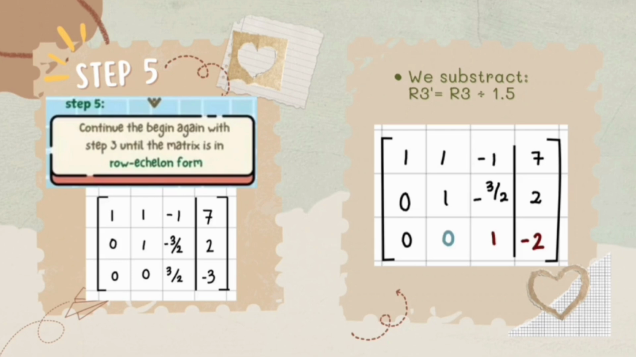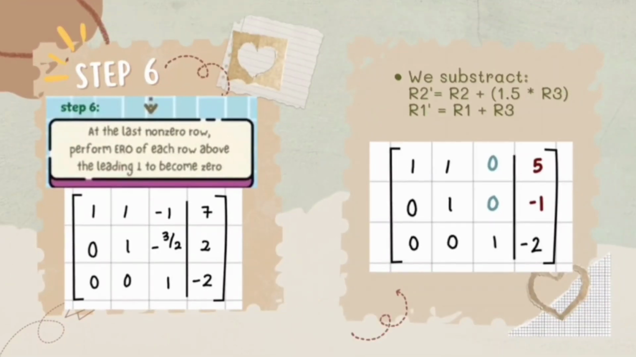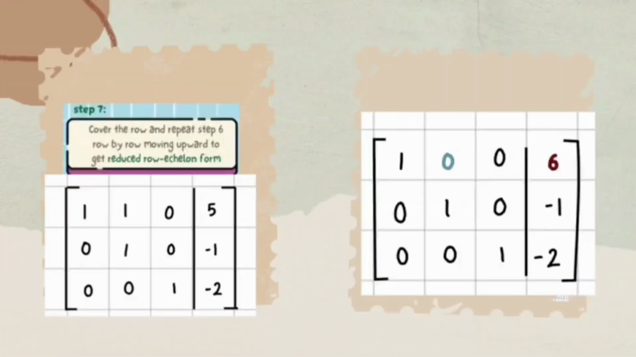Now, since our matrix is already in row echelon form, we will move on to step 6, where at the last non-zero row, we need to perform ERO to make each entry above the leading one become 0. Based on step 6, new R2 equals R2 plus 1.5 multiplied by R3, and new R1 equals R1 plus R3.